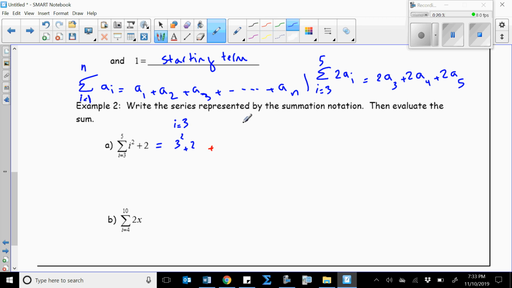Then i is equal to 4. So the next term will be 4 squared plus 2.